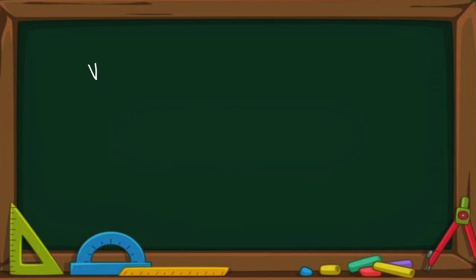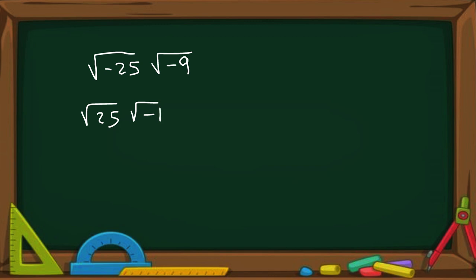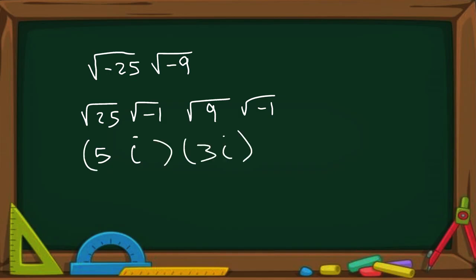Let's try one more example. What's the square root of -25 times the square root of -9? So this is the square root of 25 times the square root of -1, and the square root of -9 is the square root of 9 times -1. The square root of 25 is 5, the square root of -1 is i, and then the square root of 9 is 3. So here we have 3i.